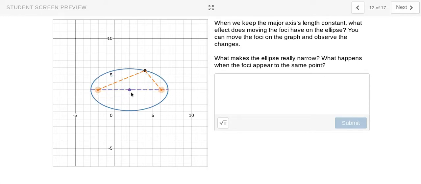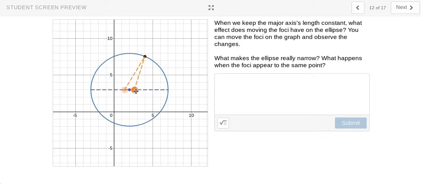But what happens when the foci come to the same point? If we put the foci at the same point, we will see a circle. So when the foci are far apart, the ellipse is narrow, and when they are at the same point in the center, we call it a circle, because as we see, this is the shape of a circle.